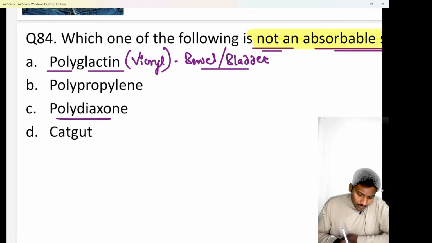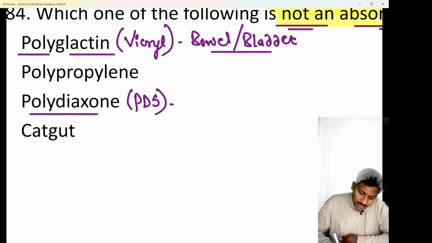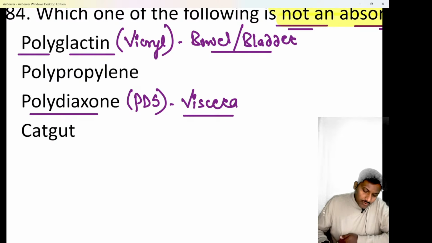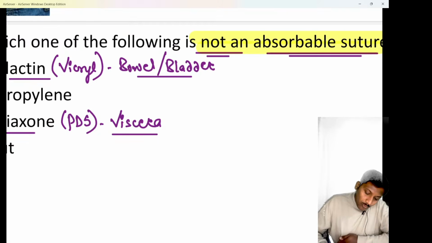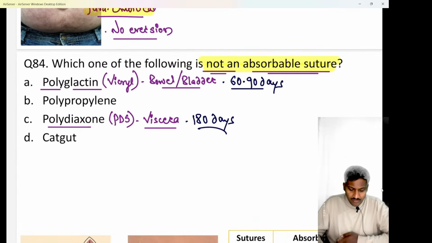Next is polydiaxone. Polydiaxone, another name is PDS. Do remember, PDS is also used in the same conditions, that is viscera, bowel and bladder. Same as Vicryl, you can use it. This is also an absorbable suture. Vicryl is going to be absorbed within 60 to 90 days, whereas the absorption time for PDS or polydiaxone is around 180 days.